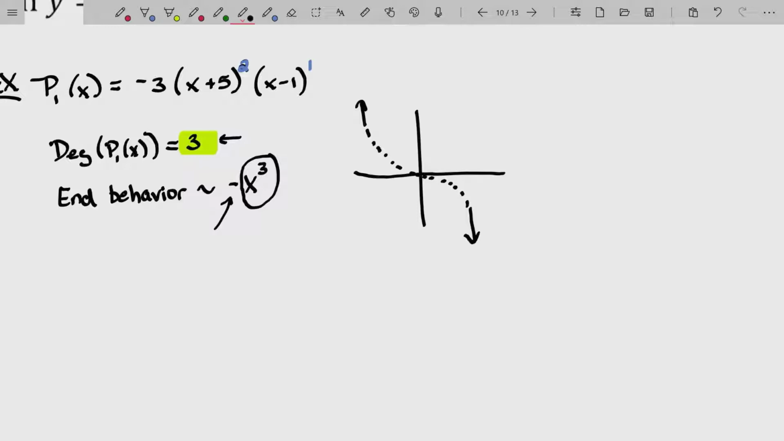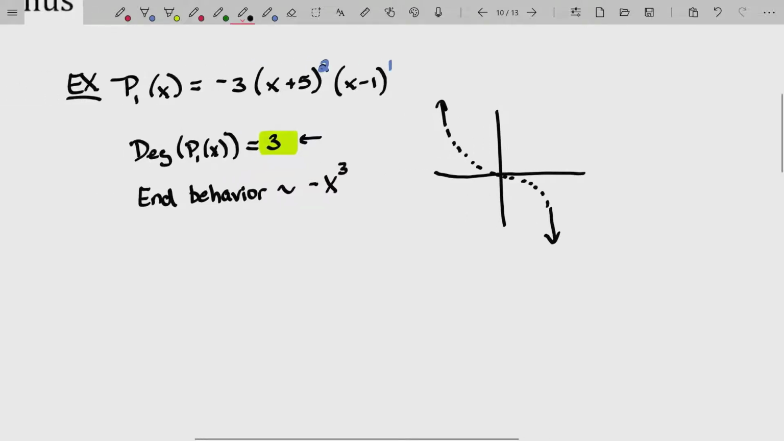And this is a great reason why you should know transformations of functions. The negative in front of an x cubed means you're going to flip the regular x cubed function, or reflect it about the x-axis.